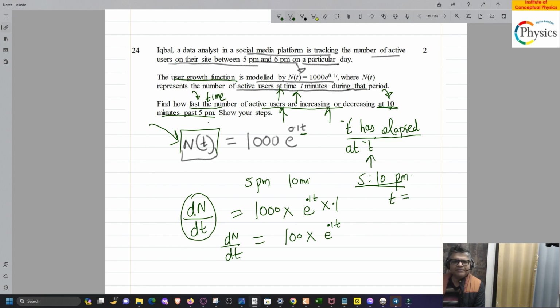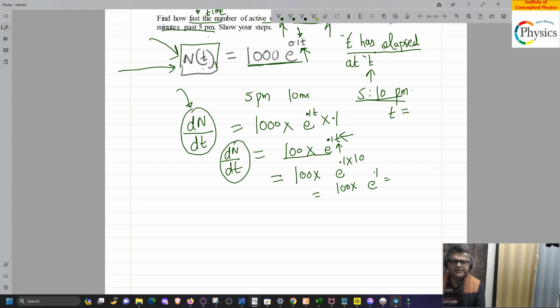At t is equal to 10 minutes. Now if you notice, in the question t is in minutes, right? So if I put the value of t to be 10, this will tell me at the 10th minute: 100 into e raised to power 0.1, which is equal to 100 by e. This is 100 multiplied by e raised to power 1 by 10, you can find the value. This is going to be users per minute.